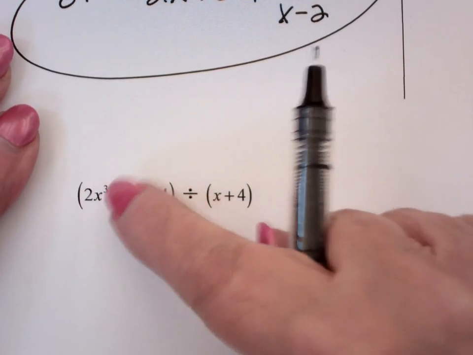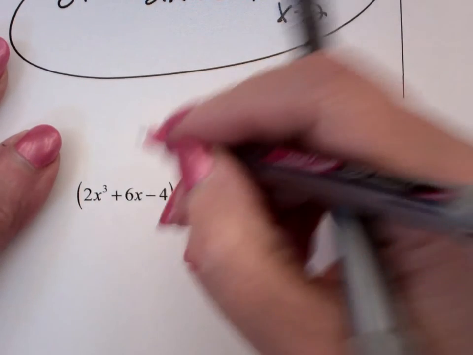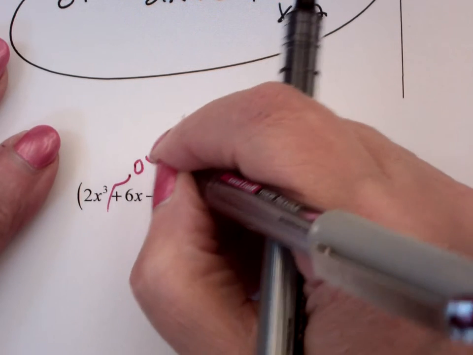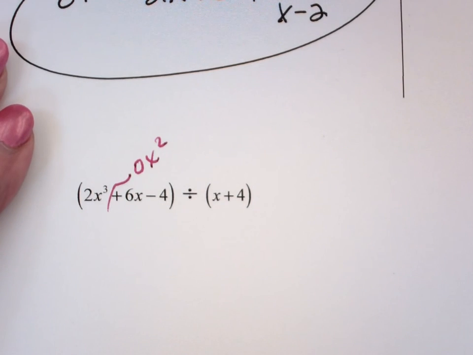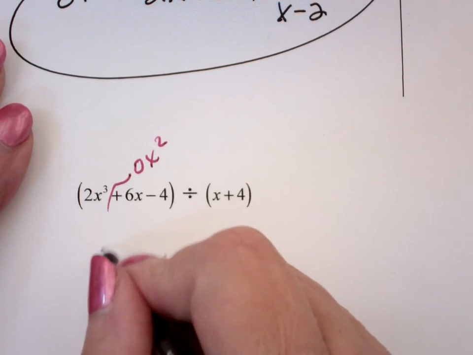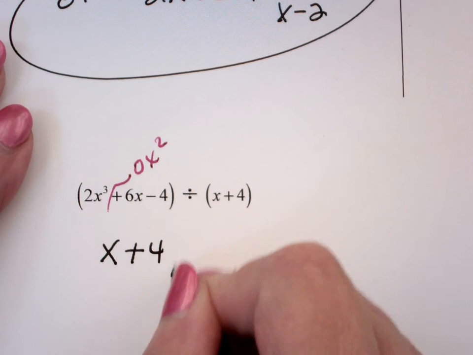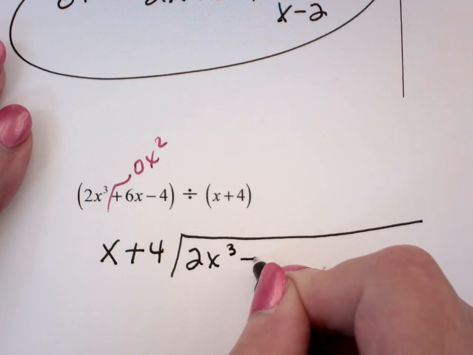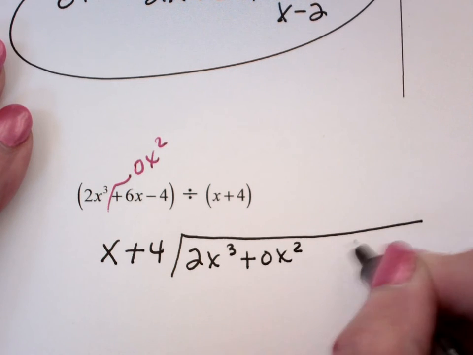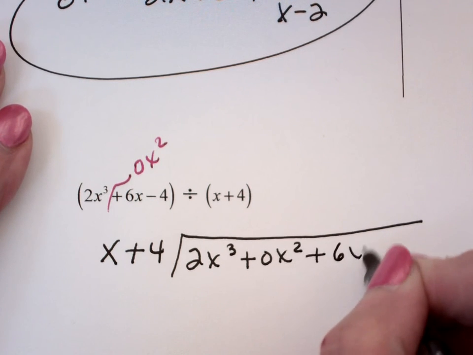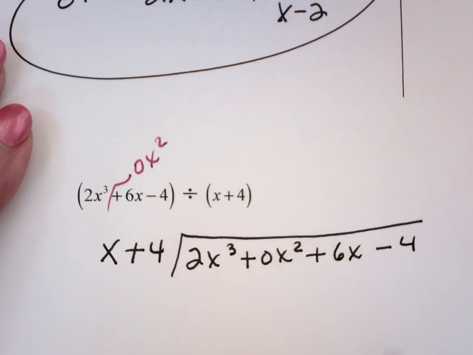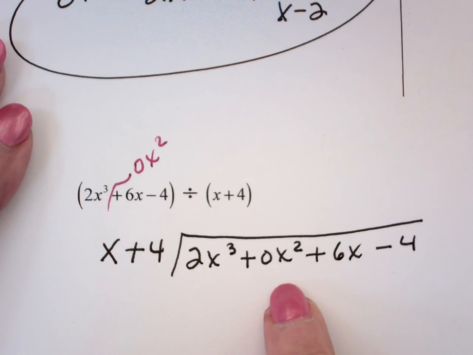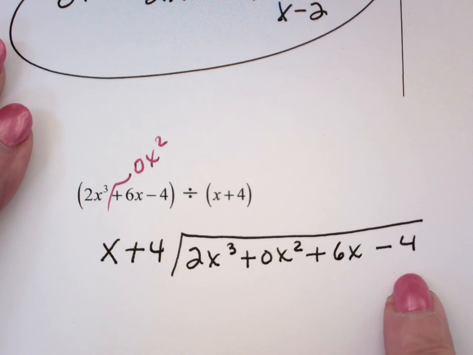Now, when I take a look at this one, I notice it doesn't have a squared term, so I'm going to put a placeholder in, which is a 0x squared. And 0 times anything is 0, so it just leaves a placeholder. So x plus 4 divided into 2x cubed plus 0x squared plus 6x minus 4. So cube, square, x, constant.